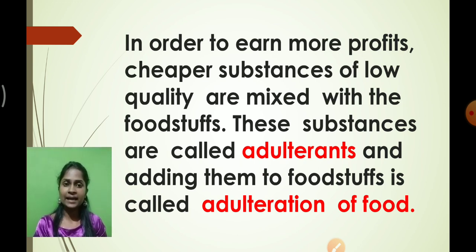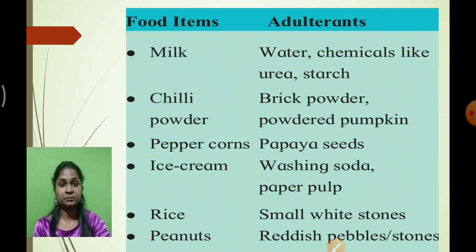Okay, so what are the adulterations? Let's see that one by one. Suppose you are purchasing milk, so in milk what can be the adulterant? Water and chemicals like urea and starch, they might add just to give white volume to the milk and to give heavy texture to the milk.